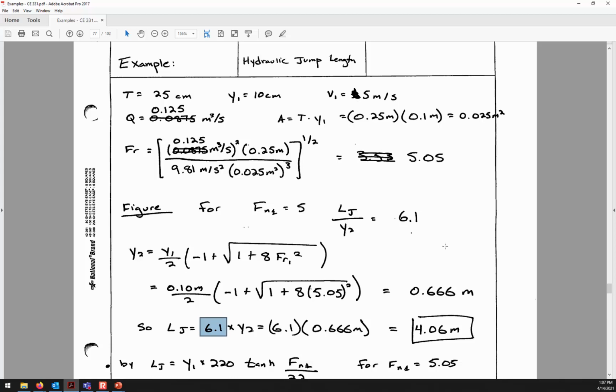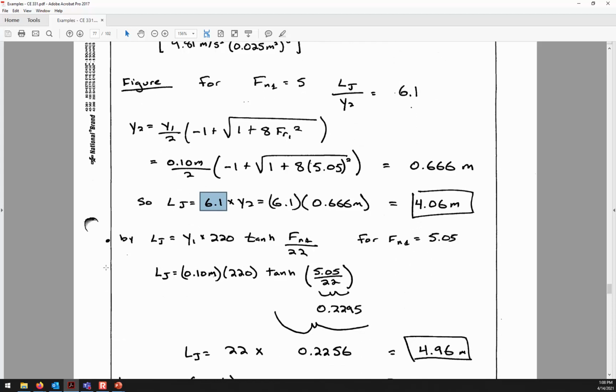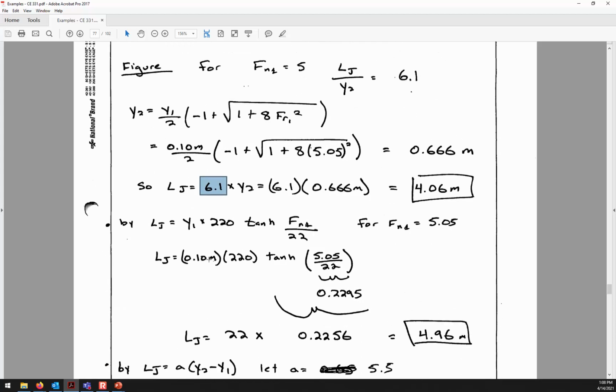But it's hardly the only word on the subject, because we also have this function that uses the tanh, and you can use that in Excel. Some calculators also have it. So here the length of the jump relies on the upstream depth and then 220 times tanh of the Froude number upstream divided by 22. So you can see here the substitutions that I've done.